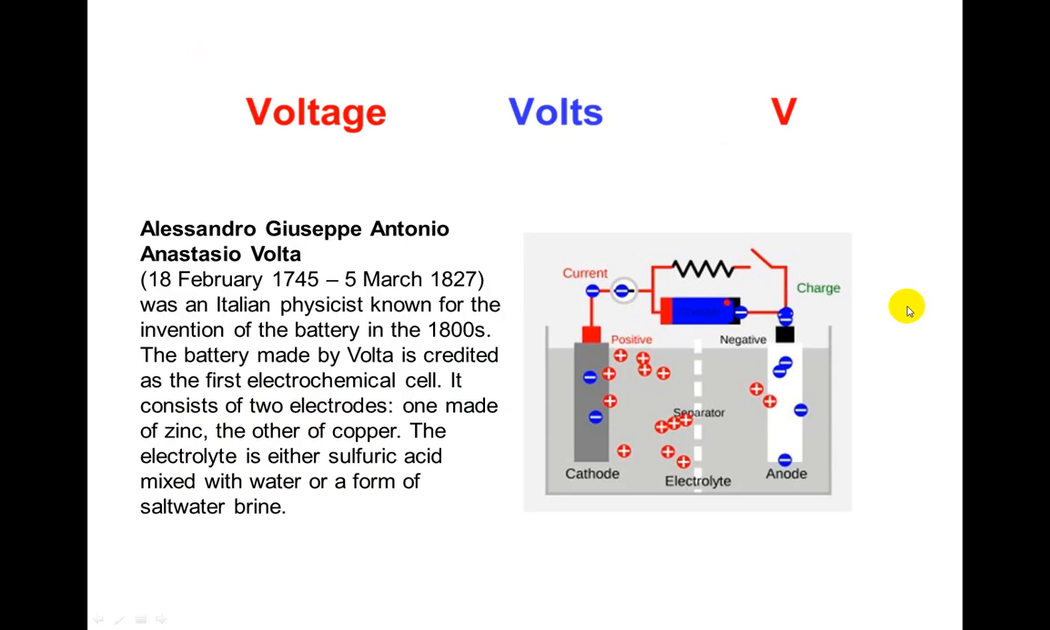Alessandro Volta was an Italian physicist known for the invention of the battery in the 1800s. The battery made by Volta is credited as the first electrochemical cell. It consists of two electrodes, one made of zinc and the other made of copper. Right, so zinc and copper. The electrolyte is either sulfuric acid mixed with water, or a form of saltwater brine.